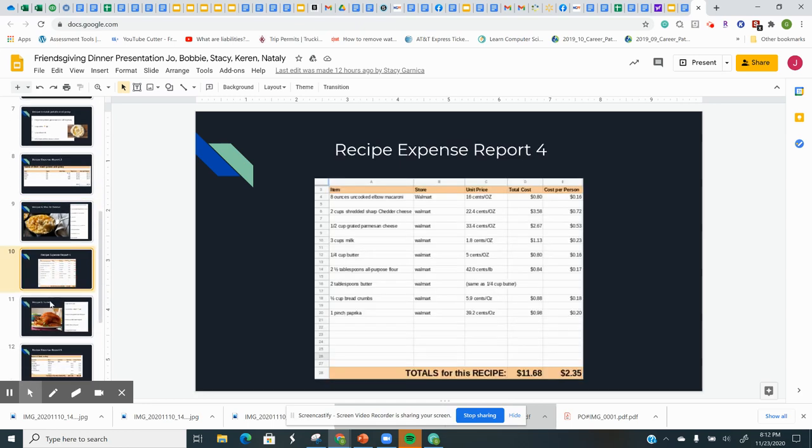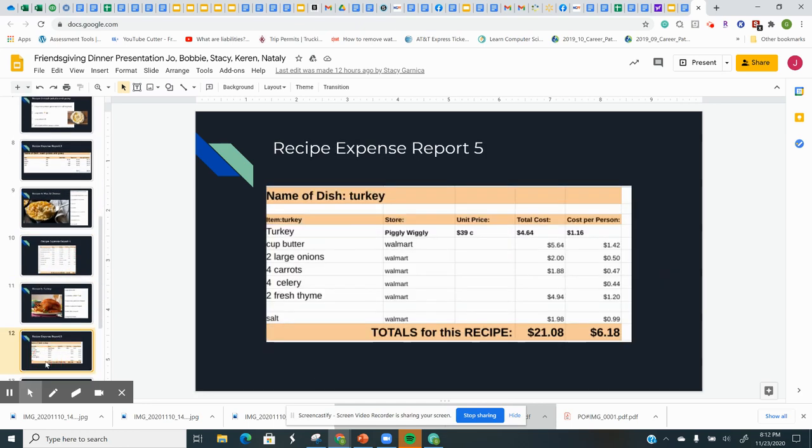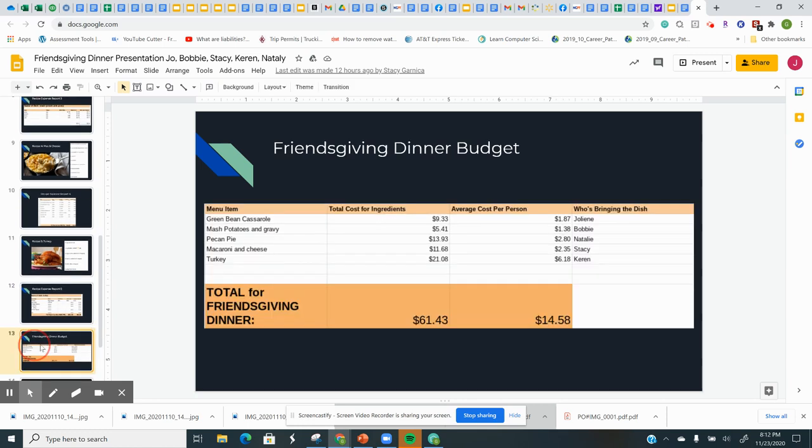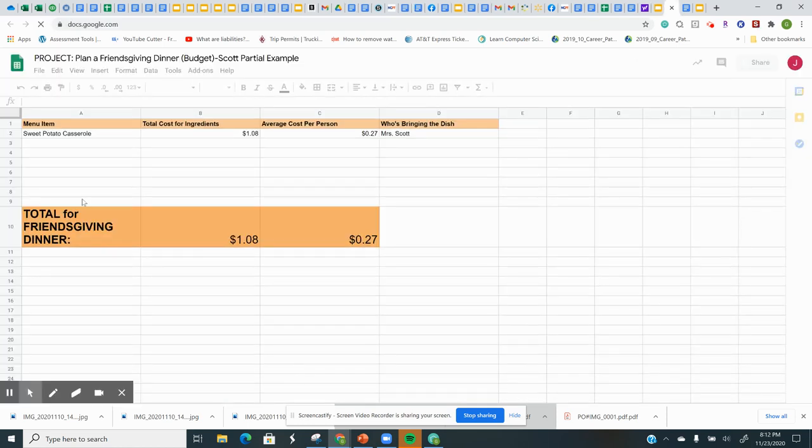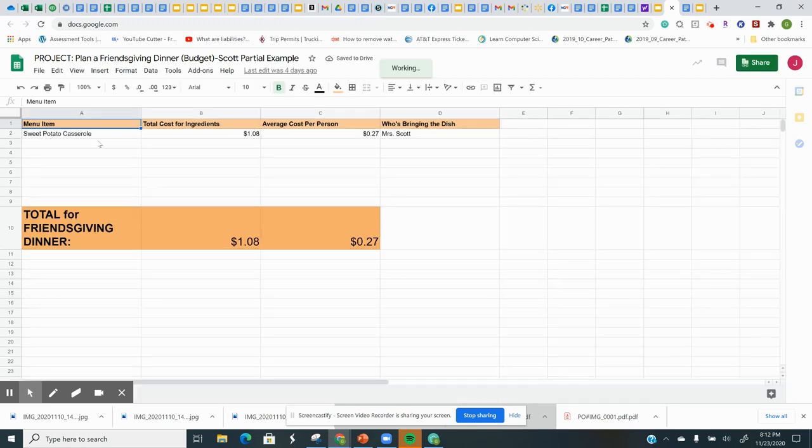And then when you're done, you're going to need the budget. So give me the menu item. You should have at least two, what the total costs were and the average per person. And then obviously you would be bringing them. So where did I get this? If you go back to the daily agenda, that is the Friendsgiving budget. So you can make a copy, erase this and put your information.